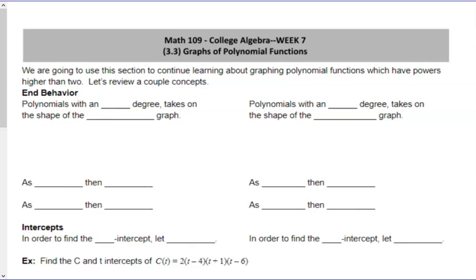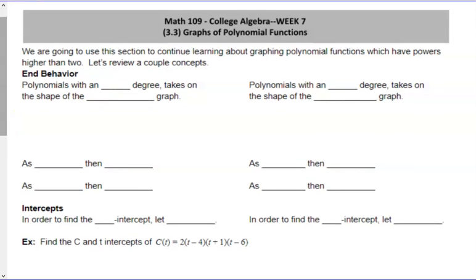Moving right along in Chapter 3, we are going to continue with the idea of polynomials and use some of the things we've worked on in 3.1 and 3.2 to graph some of these polynomials, as well as write some equations of these polynomials with higher powers. So we're going to use this section to continue learning about graphing polynomial functions which have powers higher than 2.